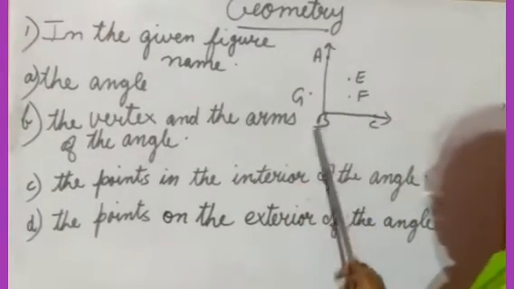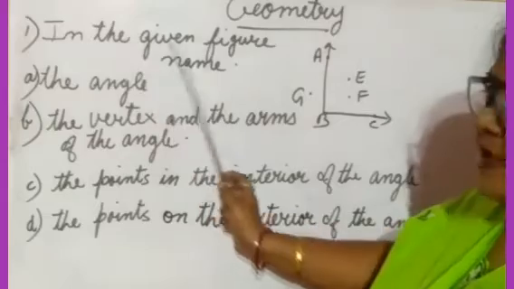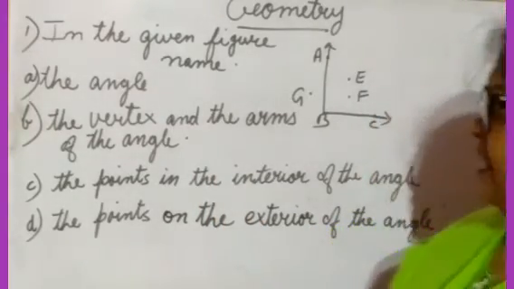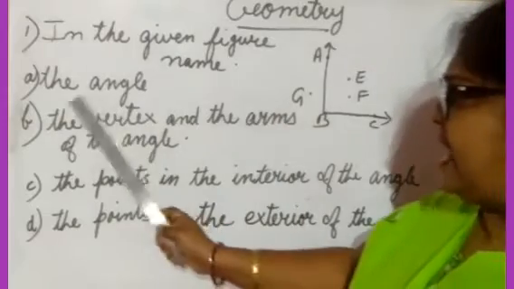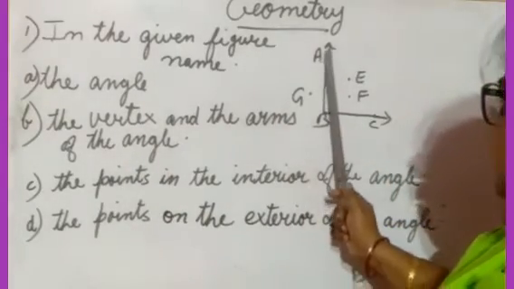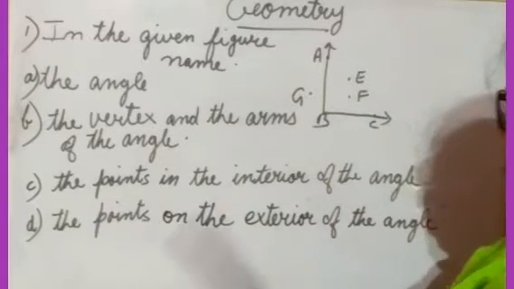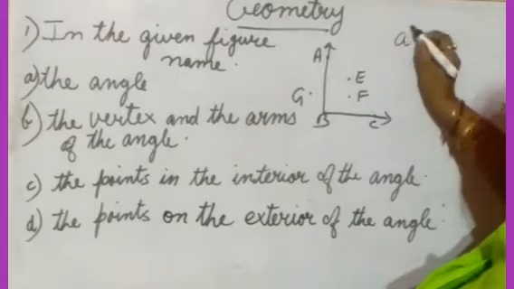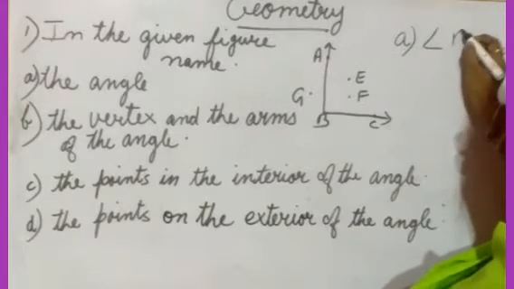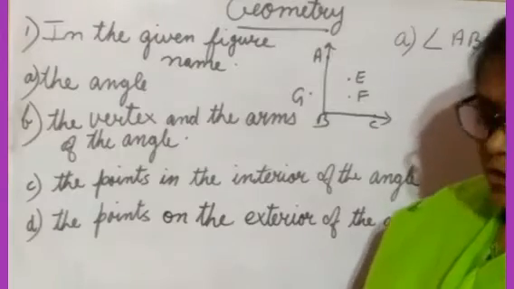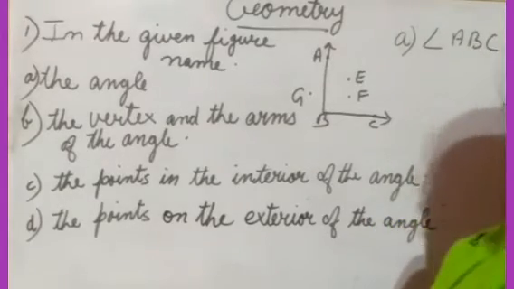Here you are seeing one figure given. In the given figure, you have to name things. So let's start. First question: you have to write the angle. What is the angle here? Angle ABC. So the answer to number A is angle ABC.